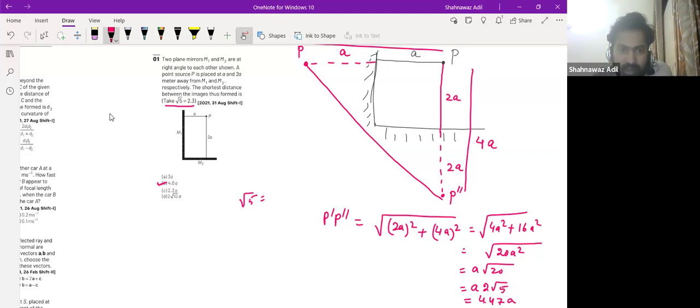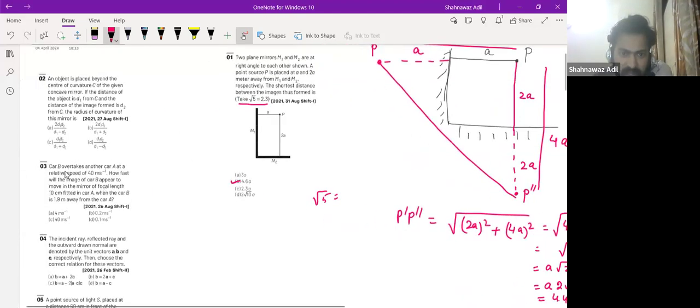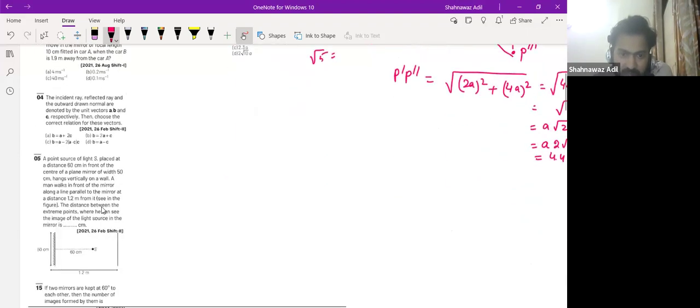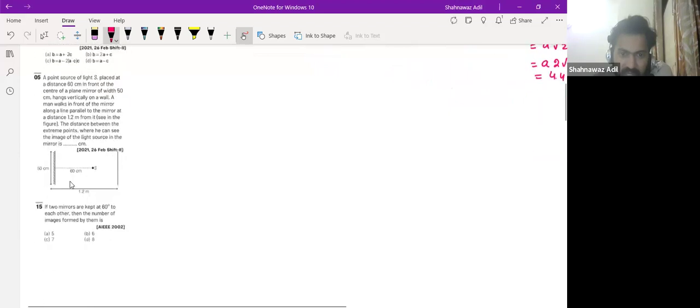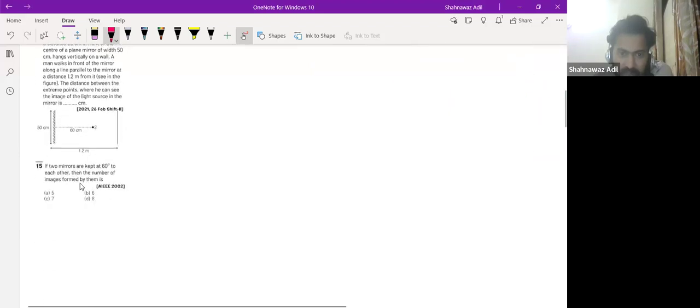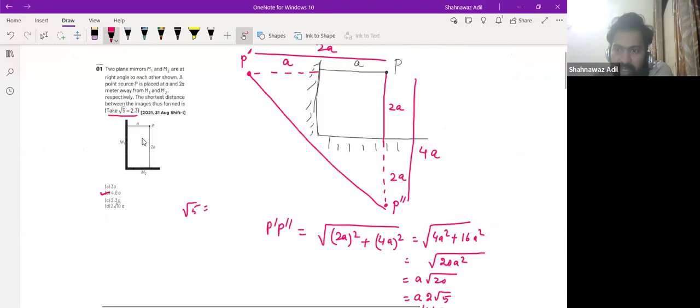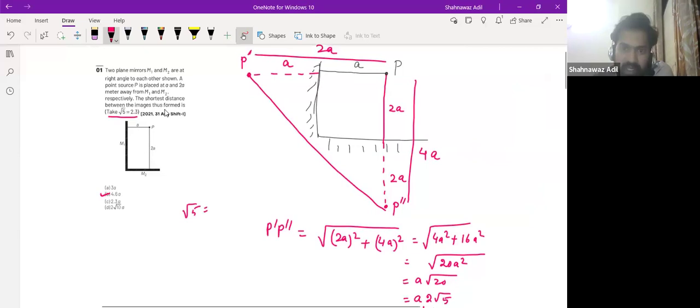Just quickly note this down, and we'll do two more questions. This one is related to velocity, and this has been repeated many times. This one is a simple simplification that you can do, and this one is an important question. This one is also there, where you have to find the number of images. For all these questions I have just written the formulas, and you guys just go through that and solve it. Okay, noted, done. Good.